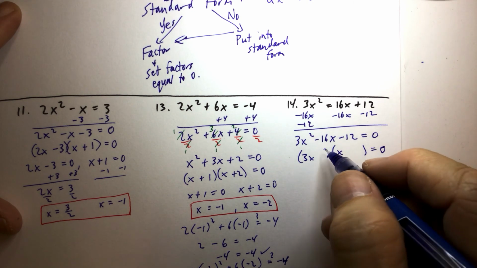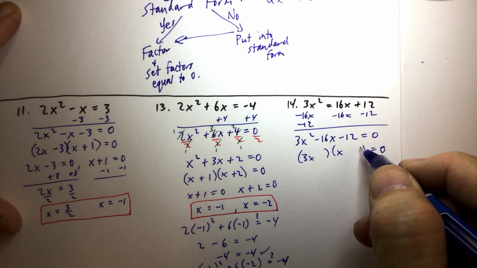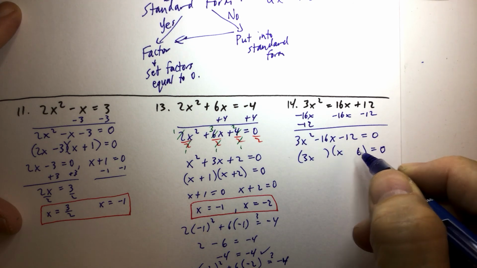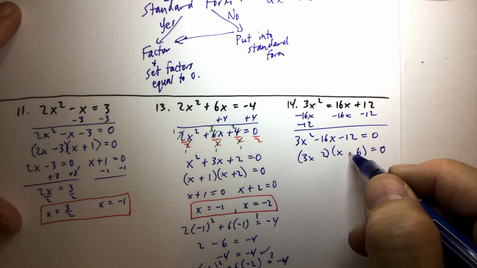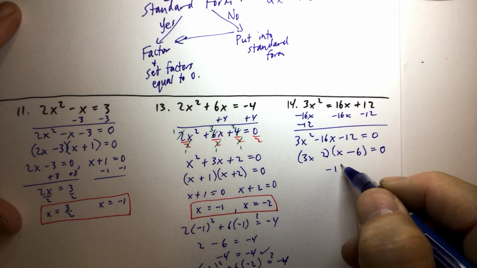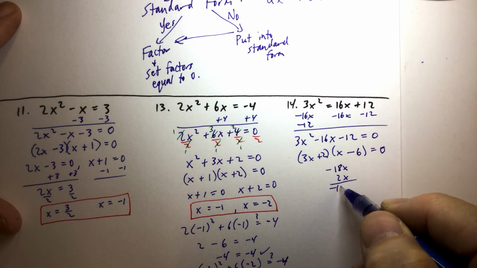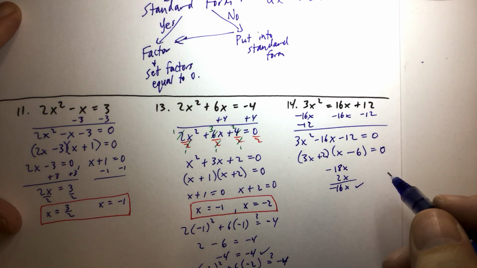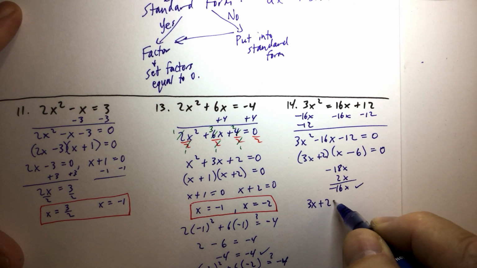What if we put a 4 and a 2? That's not going to work. How about 6 and 2? Yeah, that works. So with 6 and 2, we get 3x times negative 6 is negative 18x, and then we get positive 2x. That gives us our negative 16x. Check. So we got the correct factors, and then we're going to set those factors equal to 0.